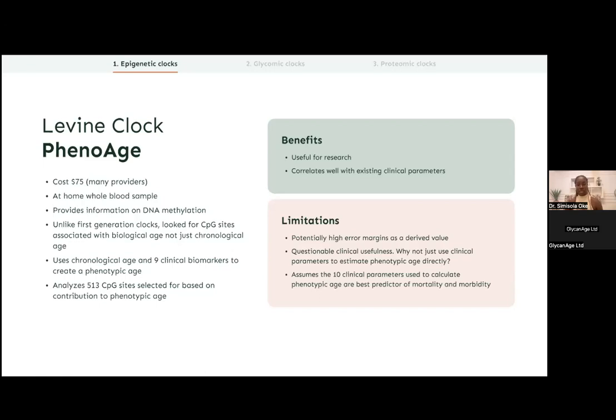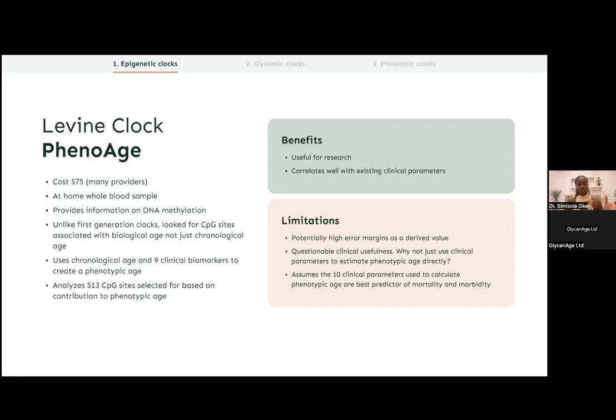Similar to all the other epigenetic tests, it requires a whole blood sample, so a little test tube again. And then it provides information on DNA methylation. Unlike the first generation clocks, which I spoke about, that looked at the CpG sites associated with chronological age, this actually tried to look more at biological age. And the way in which they did that is they used both the chronological age, but also 9 clinical biomarkers, and they used this to create this kind of phenotypic age.